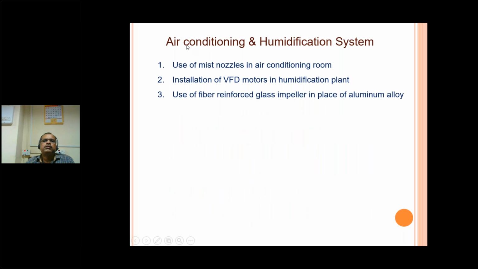Again, what are the points we have to see in the air conditioning and humidification system? Use of mist nozzles in the air conditioning room, installation of variable frequency drive motors in humidification plant, use of fiber reinforced glass impeller in place of aluminum alloy in case of fans, wherever you are using the fans. So impeller material we have to change.